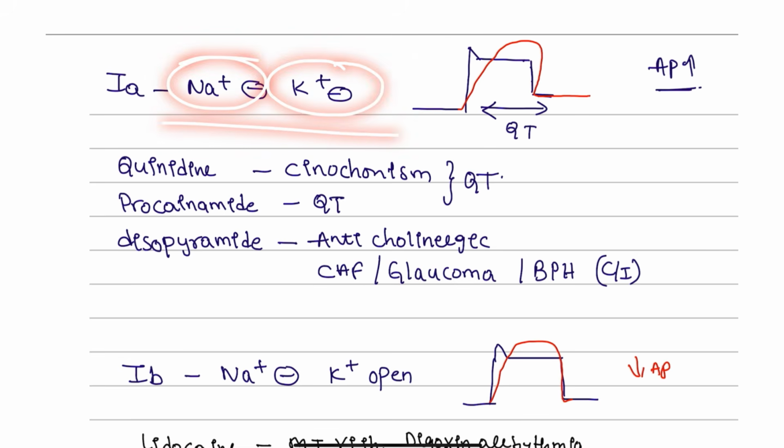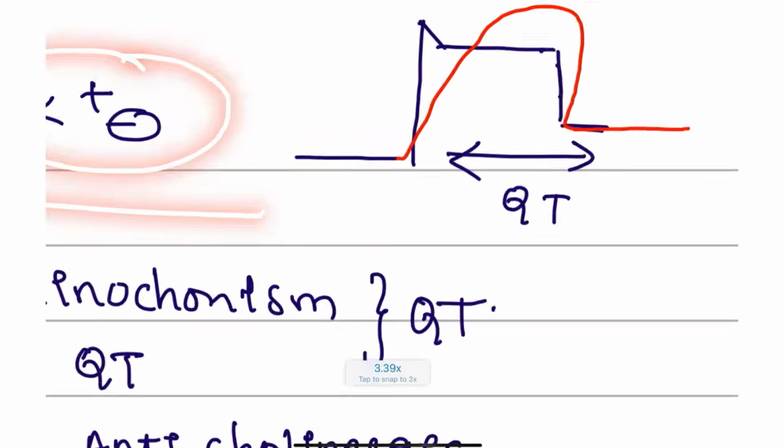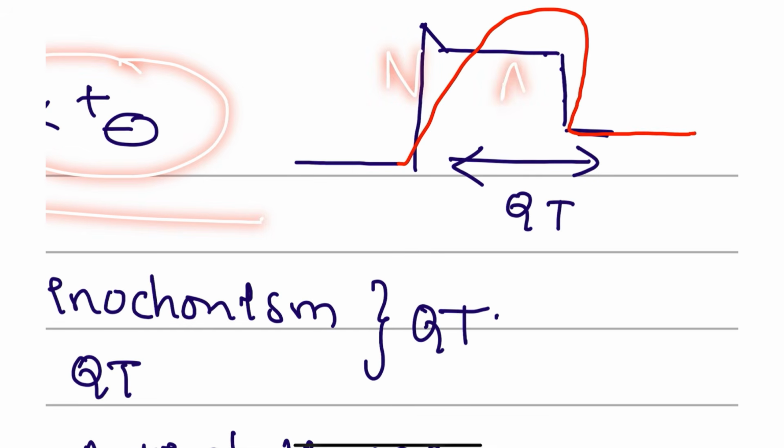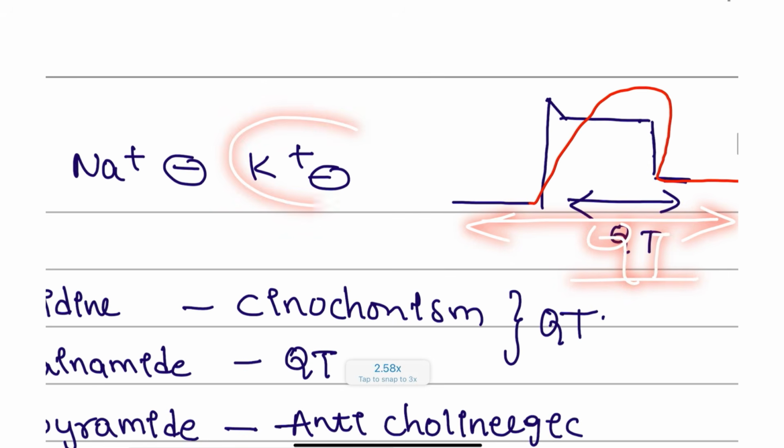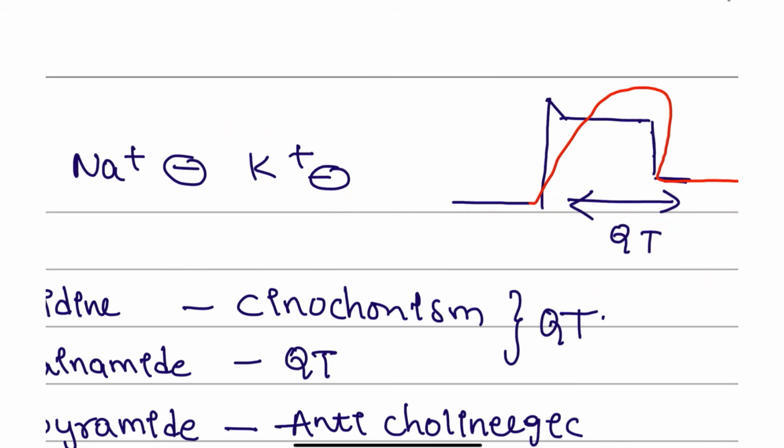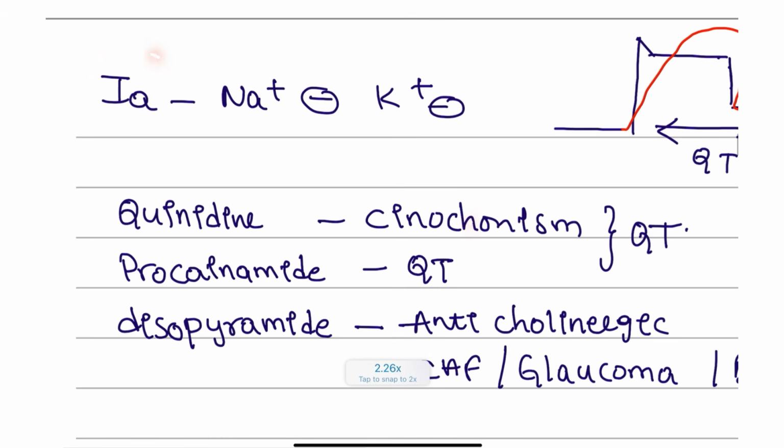What happens when we block the potassium channel? So here you can see this is the normal and this is the abnormal in the red color. So what is happening? The QT prolongation is seen. So that is why the potassium channel blocking can trigger the increased QT prolongation. That is one of the important things that you have to remember, with the sodium channel blocker and the potassium channel blocker together.